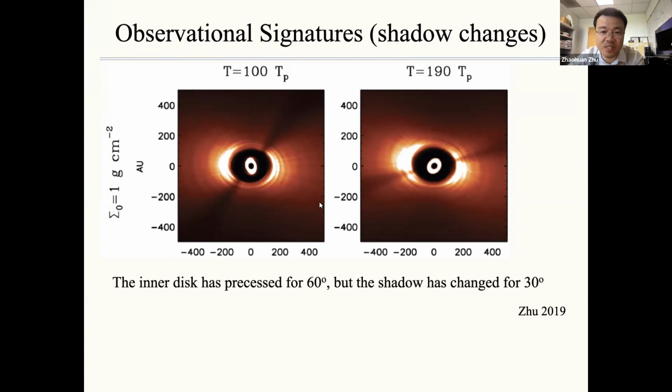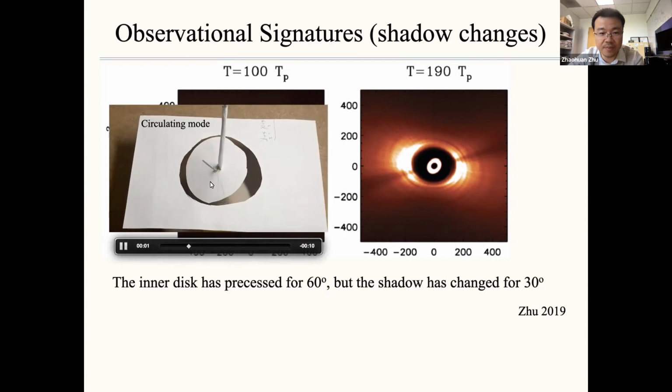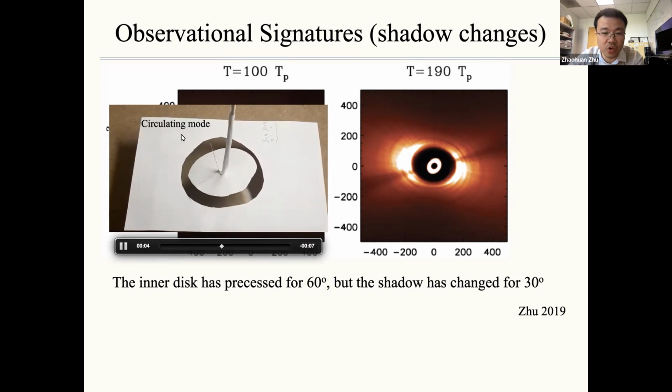This is best demonstrated by a model, but it's just a toy model. I have an outer disk here, and I have a misaligned inner disk, and the inner disk angular momentum vector is here. The inner disk will precess around this axis. So in this geometry, I need to point out that these two dark regions point to where the shadow will be. In this geometry, the shadow will circulate around the central star. The shadow will move at the same speed as the inner disk precesses.